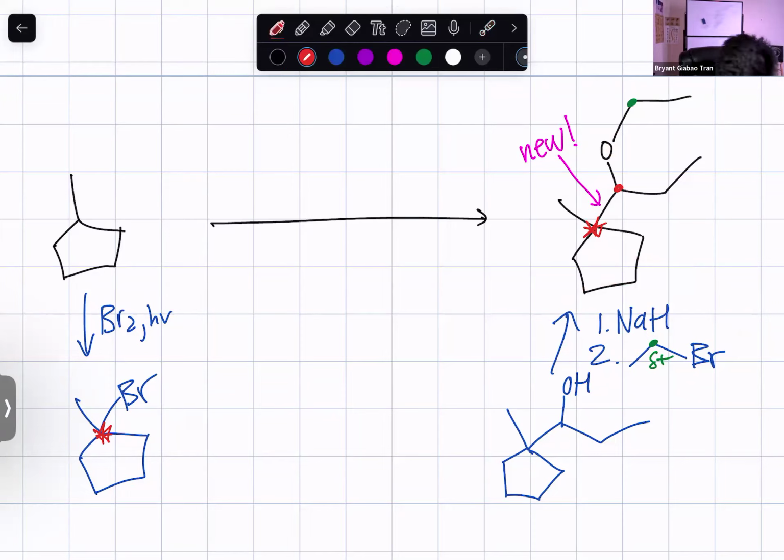Okay, so notice how I starred this carbon here of the ring? That's a star right there. This red dot right here is going to be the electrophile. This is the new bond that we are going to form, right? Now we can see it more clearly. Let's make a cut right there.